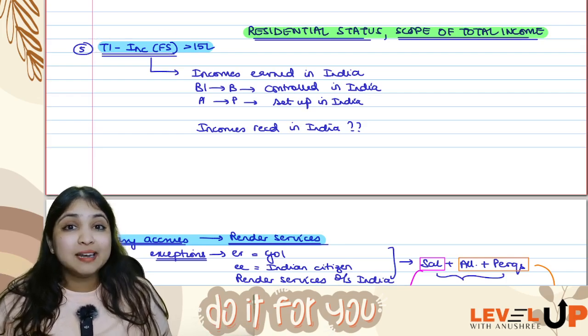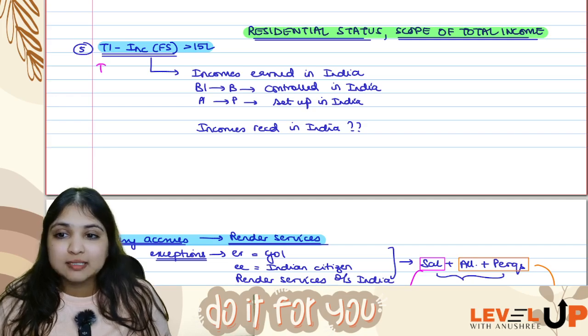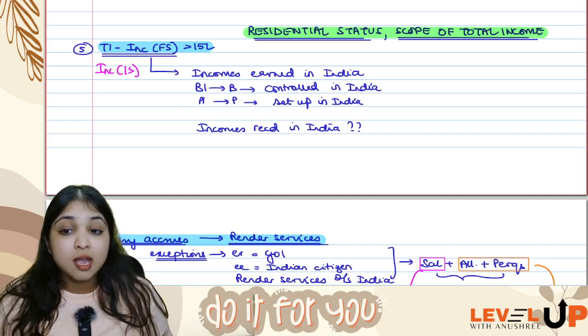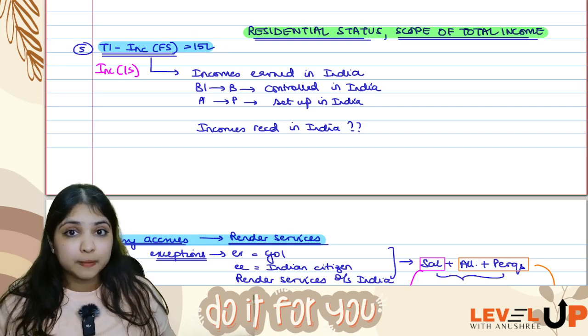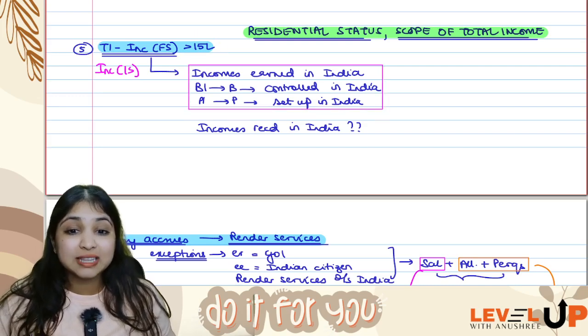Now total income minus income from foreign sources means what? It is nothing but income from Indian sources. Now income from Indian source generally means income which is earned in India. That's all. But however, for this 15 lakh calculation alone, income from Indian sources will have totally 3 things.